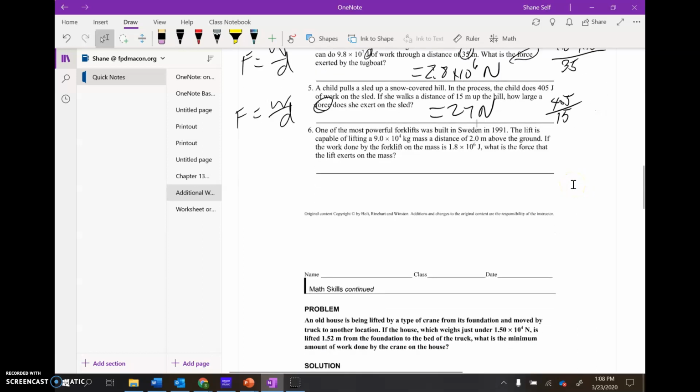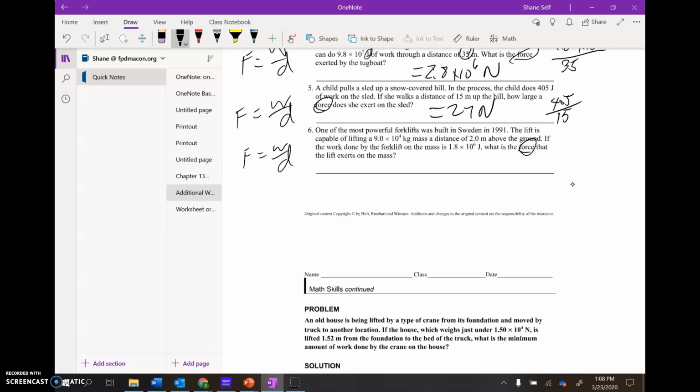Number 6, one of the most powerful forklifts was built in Sweden in 1991. The lift is capable of lifting a 9.0 times 10 to the 4 kilogram mass a distance of 2 meters above the ground. If the work done by the forklift on the mass is 1.8 times 10 to the 6 joules, what is the force? Same thing. Force is equal to work divided by distance.